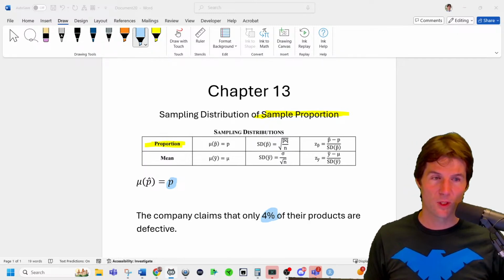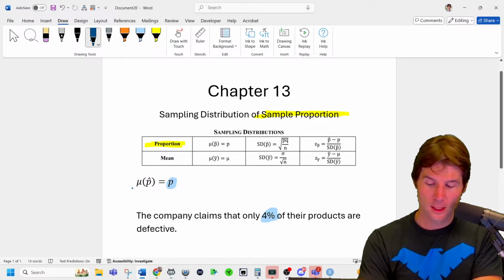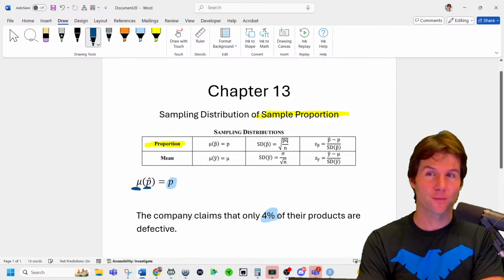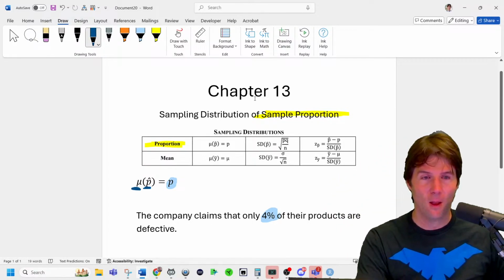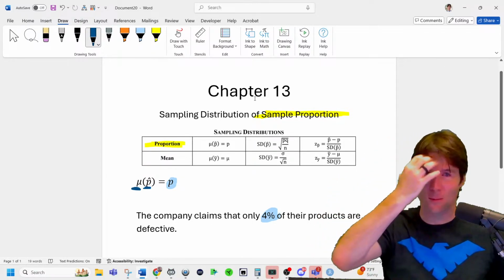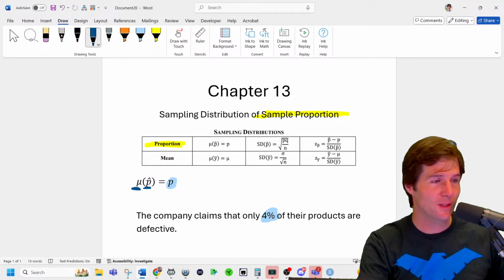If you took a sample, you'd expect 4% of the sample to be defective. So once again, read this. The expected sample proportion. The expected sample proportion.